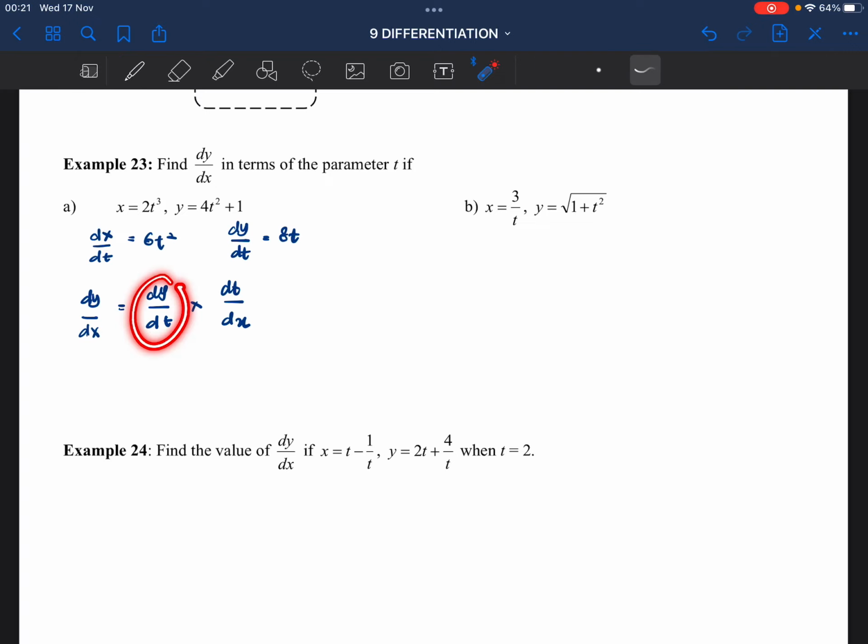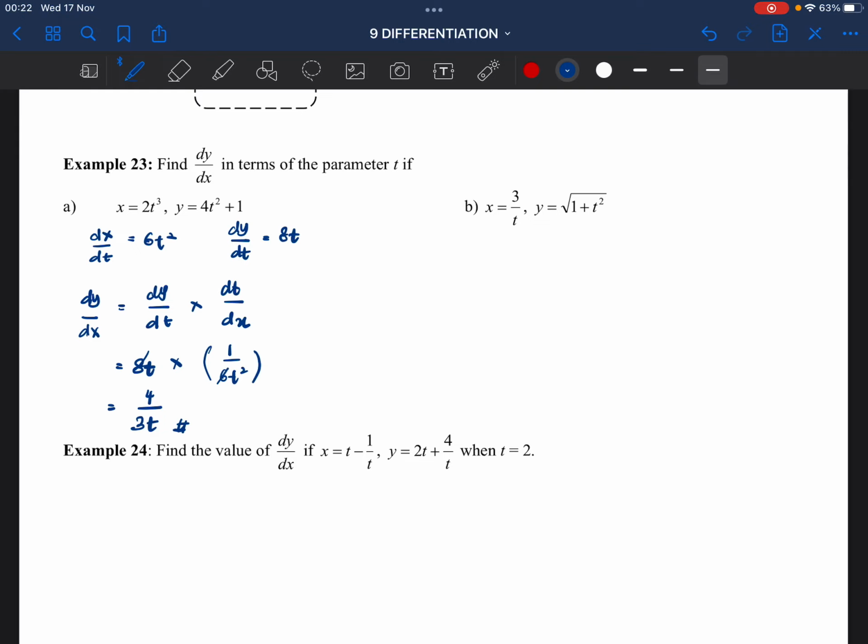Here dy over dt, straight away we have 8t, so just substitute 8t here. But be careful here, this is dt over dx. What you have here is dx over dt. So what we are going to do is just flip it, 6t square becomes 1 over 6t square. So here we should have 1 over 6t square. Now we can just simplify 8 divided by 6. We have 4 over 3t. So that is your answer for dy over dx.